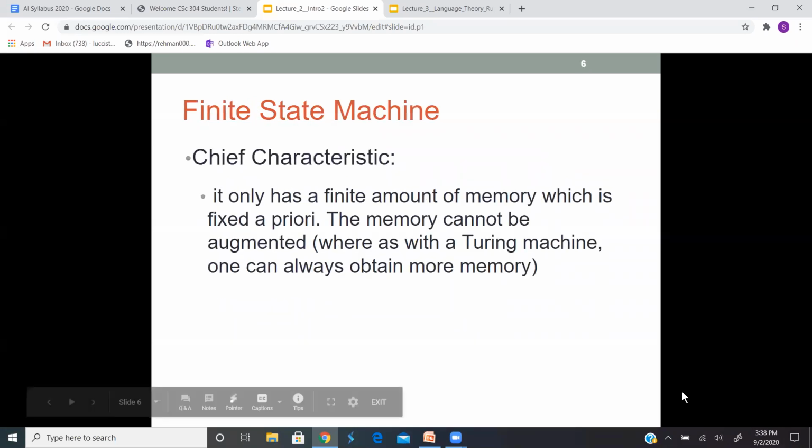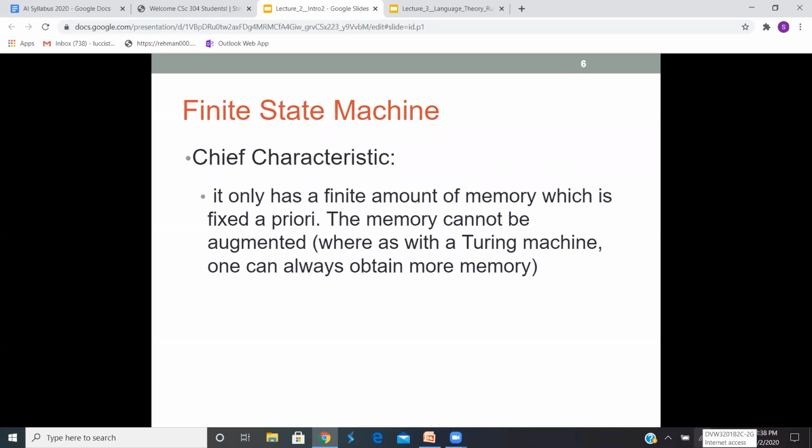All right, a finite state machine only has a finite amount of memory. And it's fixed in advance, a priori. So you can't go to Best Buy and ask them for more memory. With a Turing machine, the amount of memory is unbounded. We don't really say infinite. It's like you can always add more memory when you want it. But with a Turing machine, it is unbounded.